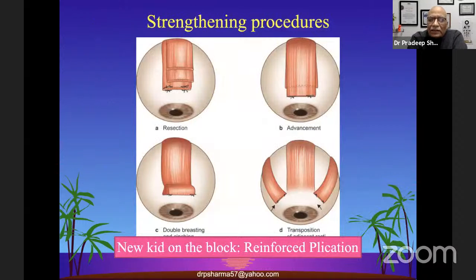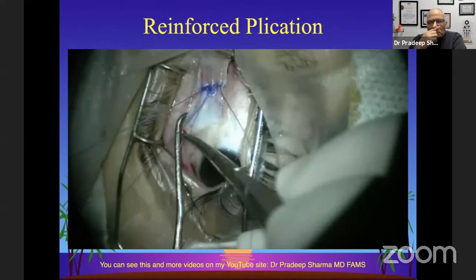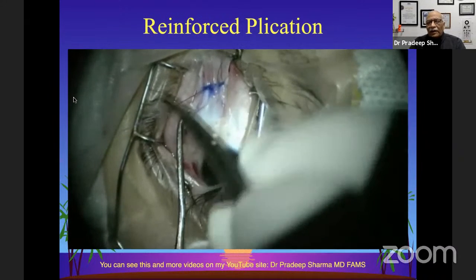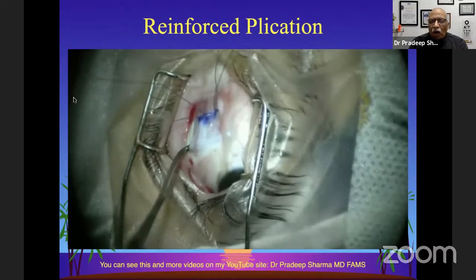Strengthening procedures, now, as Dr. Spielman also had mentioned, more and more we are resorting to plication rather than resection. This is much more so in paralytic strabismus, because we may have to do more than 2 muscles at times. And if you have done plication on the paralytic muscle, it would save the anterior segment blood supply for doing the other procedures. So I think it's important to learn plication, and the reinforced plication that we talk about is something which is very handy whenever we are going to do a strengthening procedure on the muscle.